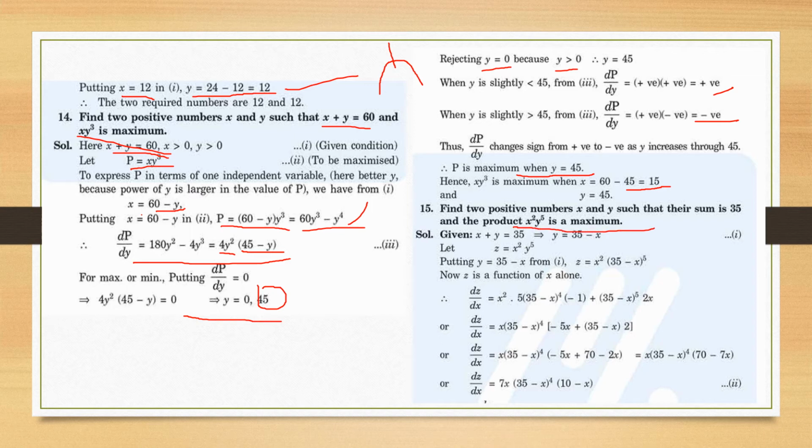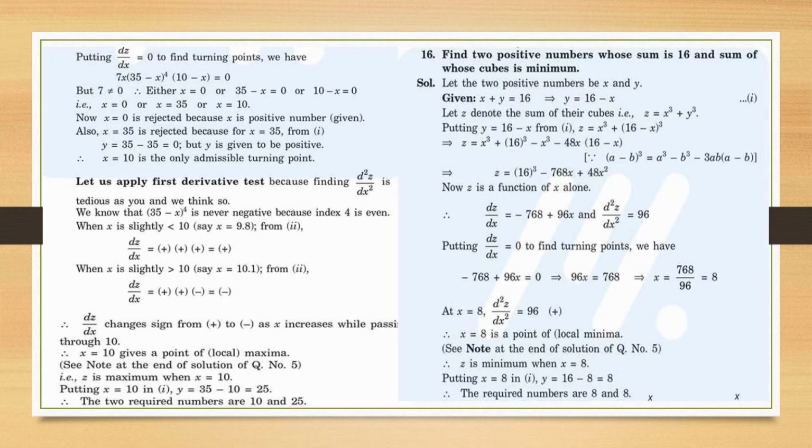So again x plus y is 35, y is 35 minus x. As both powers are involved, you can go for the simple one, y is 35 minus x. So I'll change to this y: x squared into (35 minus x) raised to power 5. Here I have to apply the power rule. So I take dz/dx, and then to find the critical points, I'll get x as 0, or 35, or 10.